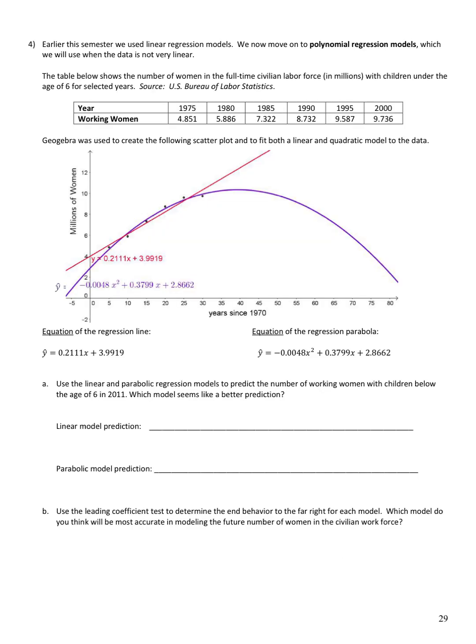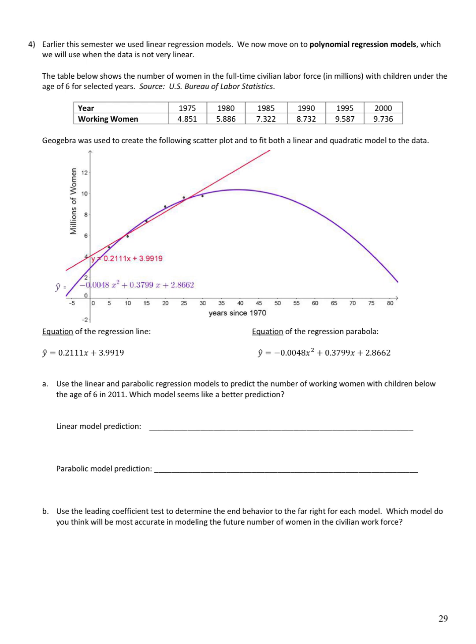Number 4. Earlier this semester, we used linear regression models, which are lines of best fit. Now we're going to move on to polynomial regression models, which we'll use when the data is not very linear. So the table below shows the number of women in the full-time civilian labor force in millions with children under the age of 6 for selected years. And I have a scatter plot of the data, and I used GeoGebra to create a line of best fit, and a quadratic of best fit, or a parabola of best fit. The equations are right here: the equation of the regression line and the equation of the parabola.